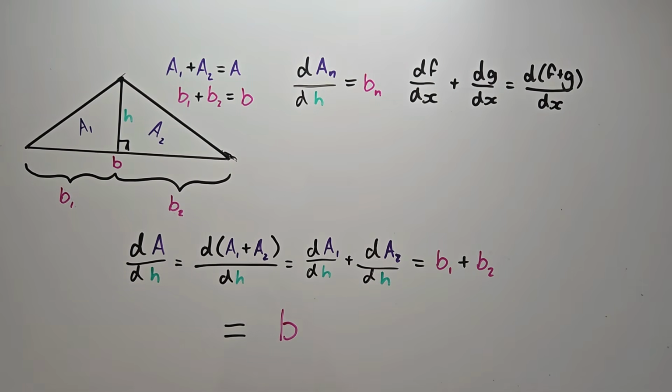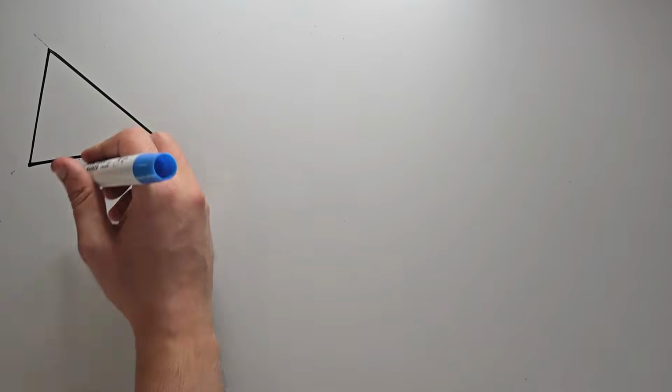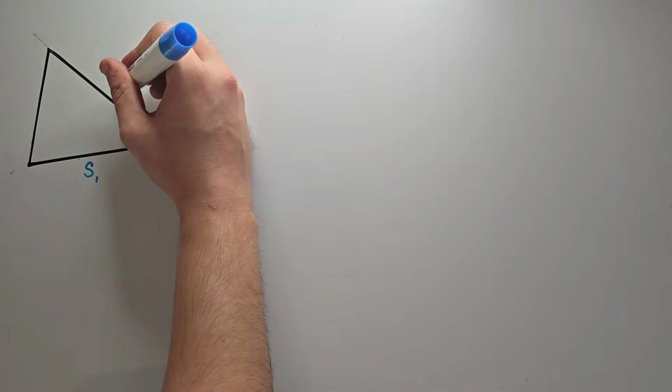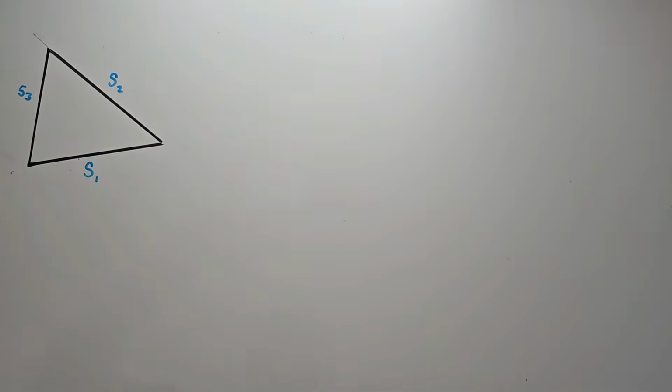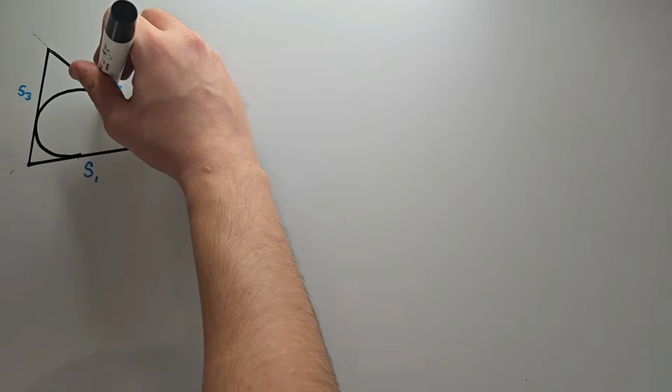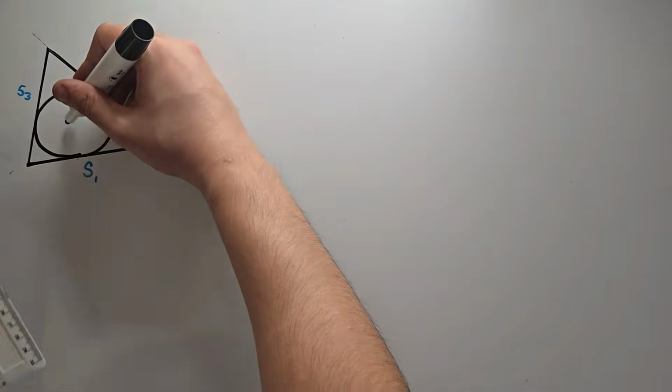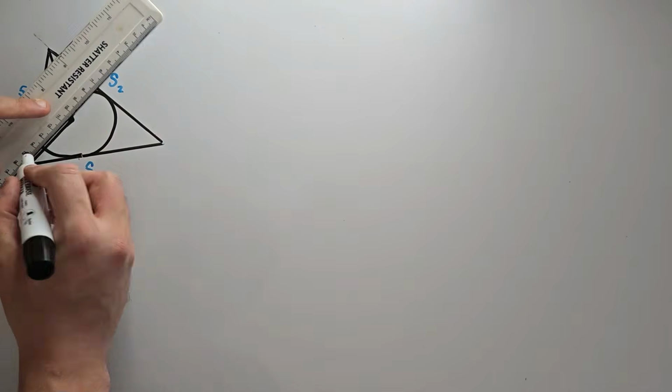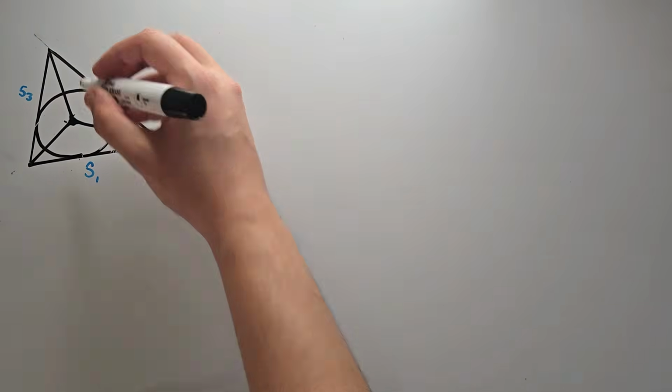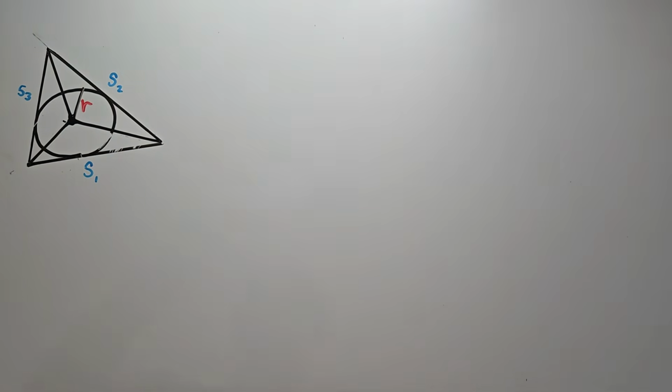Thus showing that for all triangles, the derivative of its area with respect to its height is equal to its base. From here, we can actually find the radius of a triangle. First, we label the three sides S1, S2 and S3, and then we inscribe a circle in the triangle. We then extend lines from the centre of the circle to the vertices of the triangle, and we label the radius of the circle R.